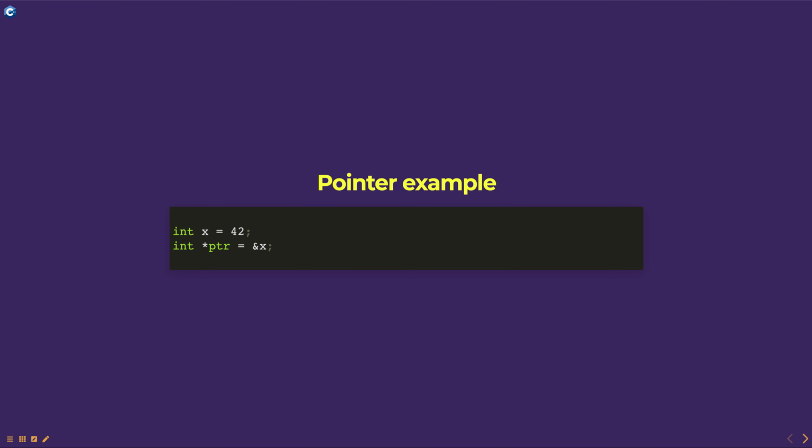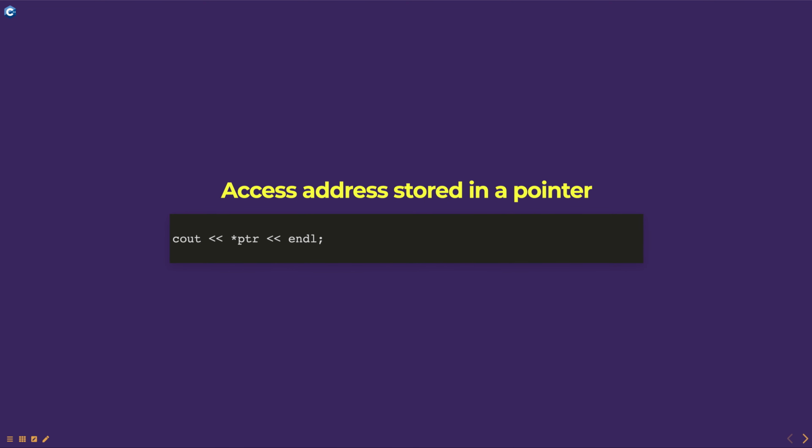To access the value stored at the address stored in a pointer, you use the asterisk operator. For example, this code outputs the value stored at the address stored in the ptr, which is 42.